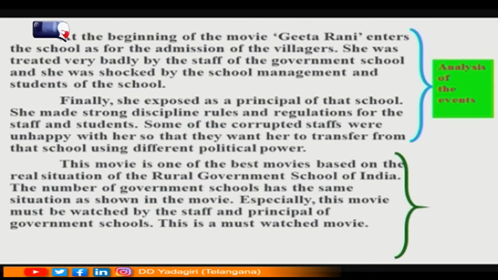And the last one, this movie is one of the best movies based on the real situations of the rural government schools of India. The number of government schools has the same situations as shown in the movie. Especially this movie must be watched by the staff and the principal of the government schools. This is a must-watched movie. Here we are ending the film review with an opinion and a conclusion.